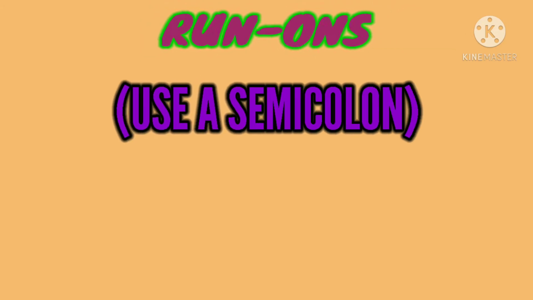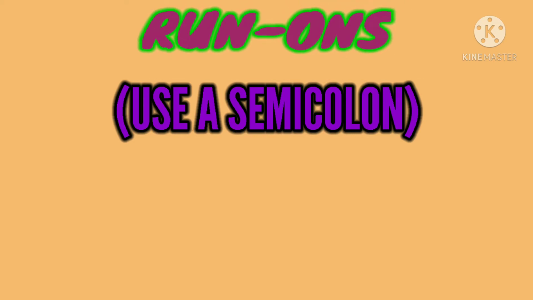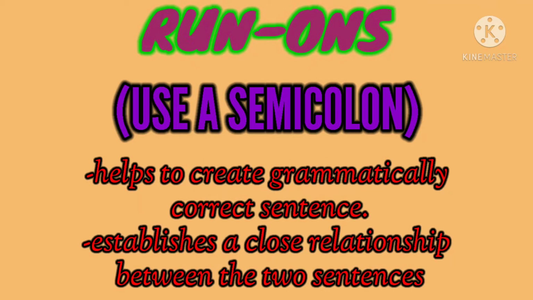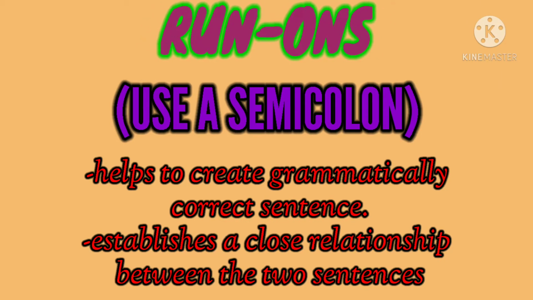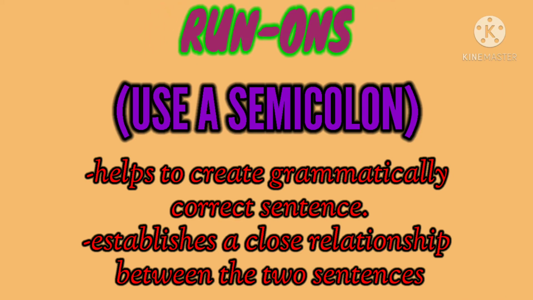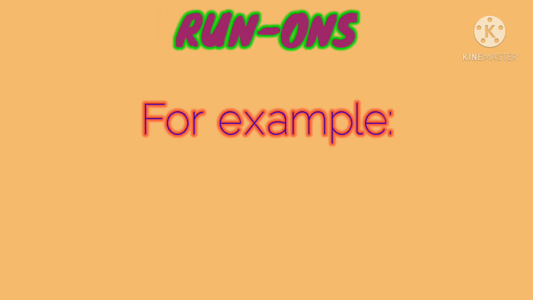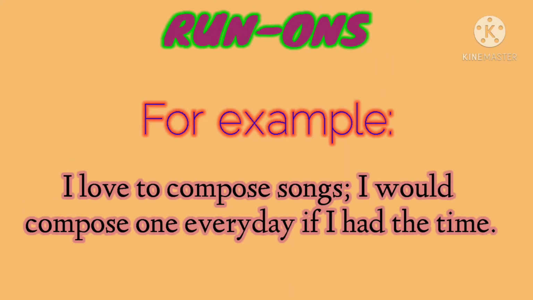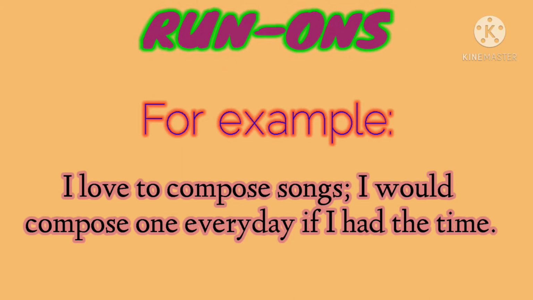The first one is to use a semicolon. Inserting a semicolon between independent clauses creates a grammatically correct sentence. Using a semicolon is a stylistic choice that establishes a close relationship between the two sentences. For example, I love to compose songs; I would compose one every day if I had the time.